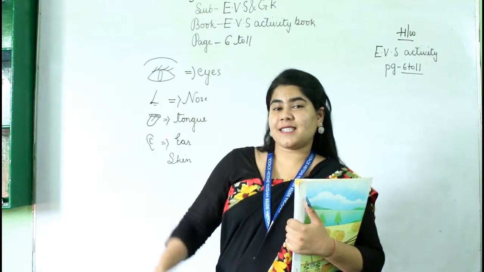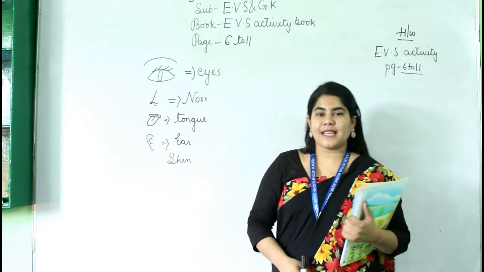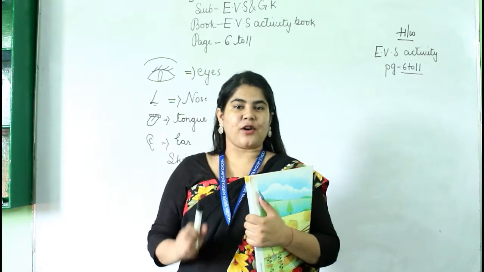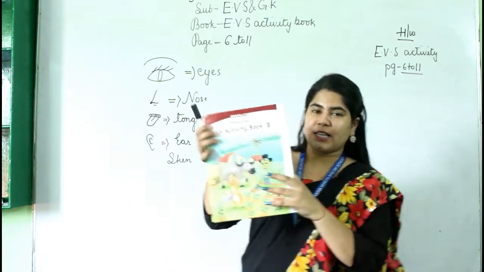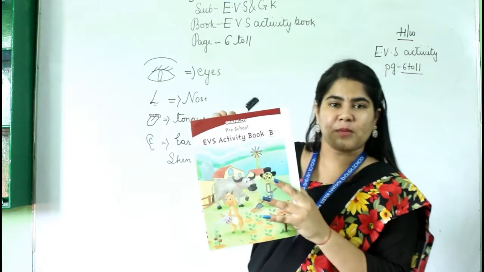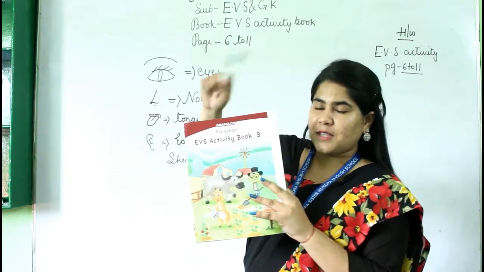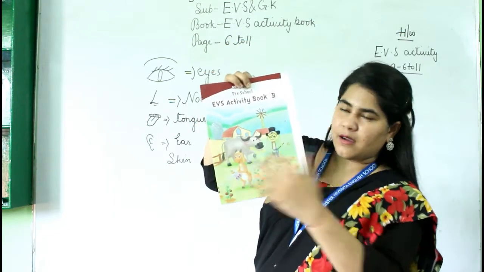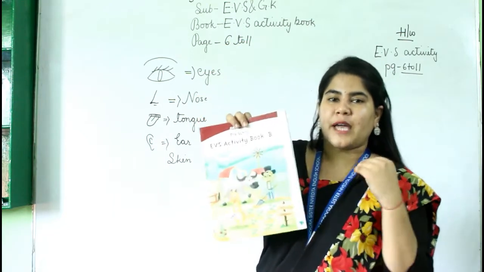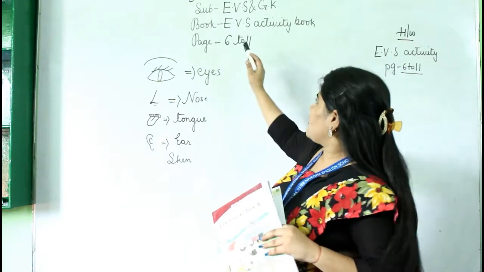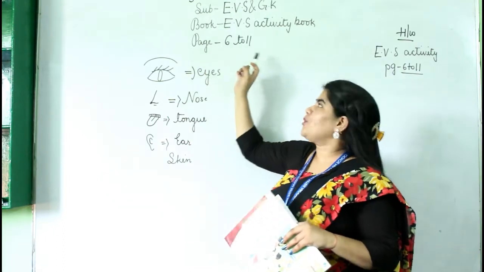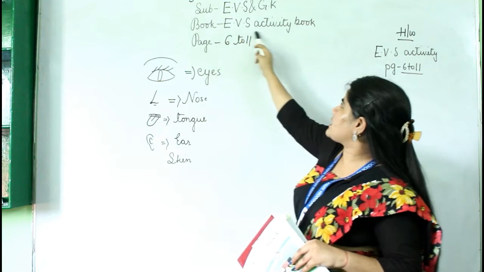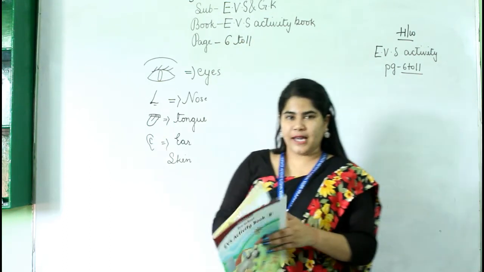Hello dear students, now we are going to start with EVS and GK, okay? So we are going to continue with this book. The name of the book is, everyone say with me, EVS Activity Book. So this is the image, the cover of the book. So everyone take out the book. We are going to do from page 6 to 11. The name of the book is EVS Activity Book, okay?